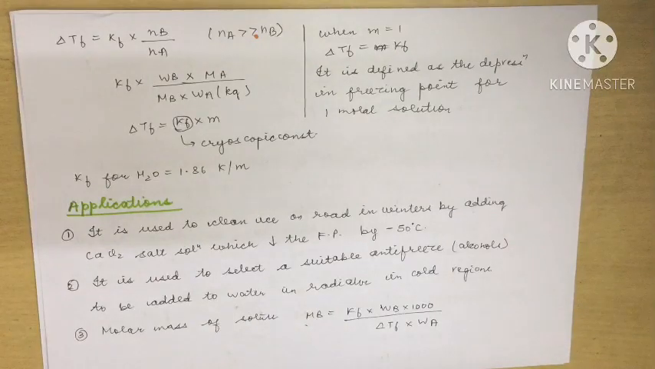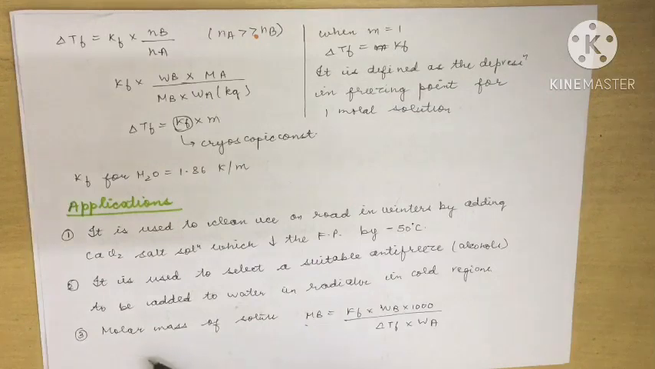Let us see the second one. It is used to select a suitable antifreeze, that is alcohols, to be added in the water in the radiators in the cold regions. Now we use in our car engines a type of antifreeze solution. Now what is the use of that antifreeze solution? So that the liquid which we are using in the engines does not freeze. Now how do we make it such a way that the liquid is not freezing? It is very simple, by adding again the non-volatile solute. So this is how we can prepare antifreeze solution of the alcohols.